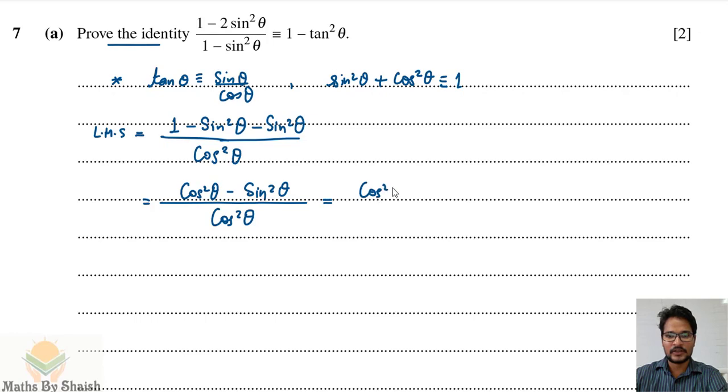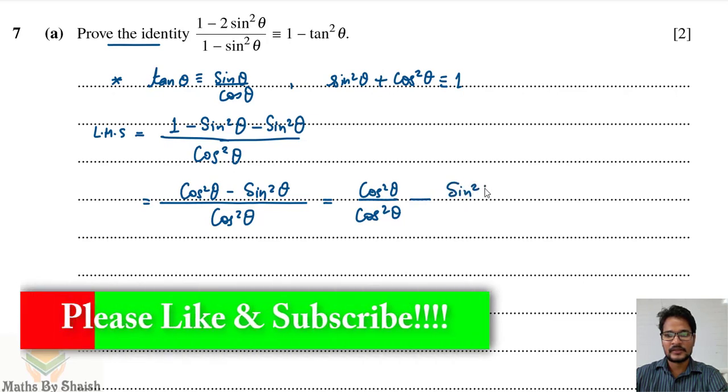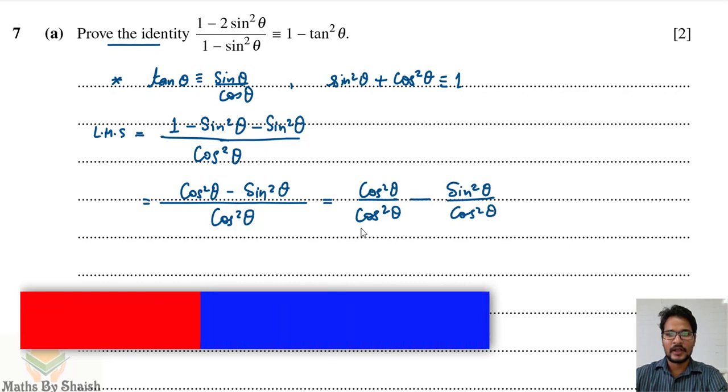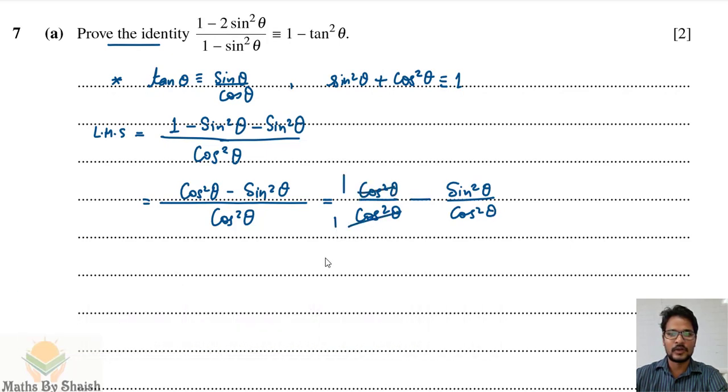We can write it as cos square theta upon cos square theta minus sine square theta upon cos square theta. Now we will use the identity. This is 1, so 1 minus, since sine theta over cos theta is tan theta, sine square theta upon cos square theta becomes tan square theta, and that's the right hand side, hence proved.